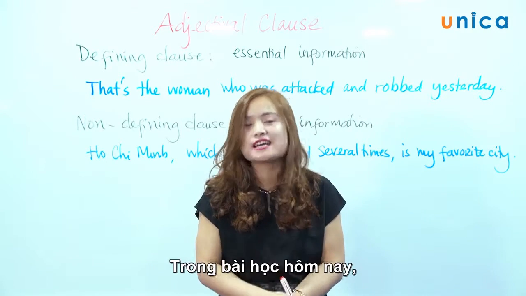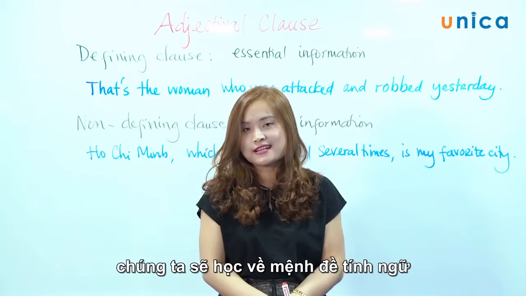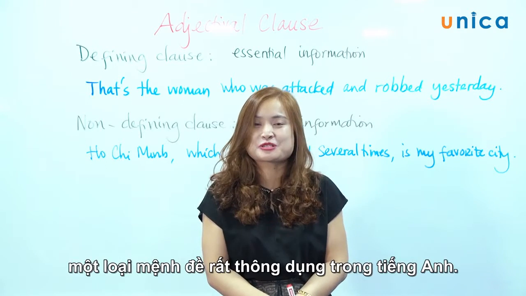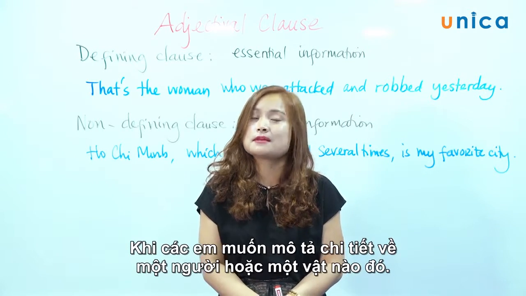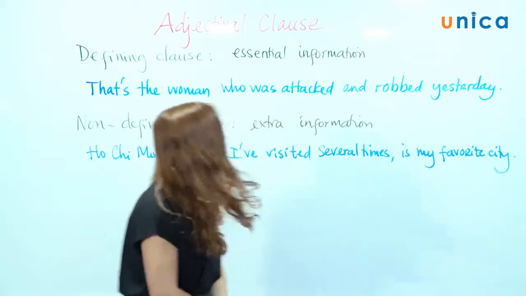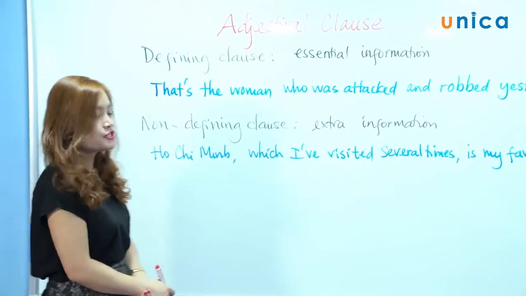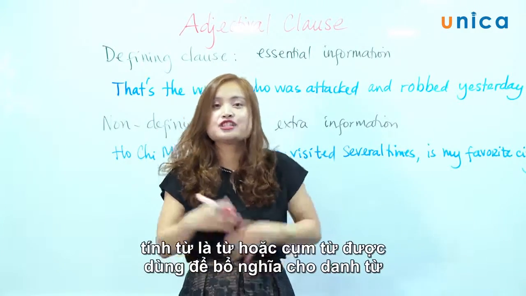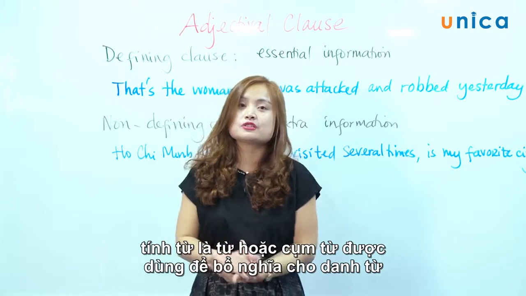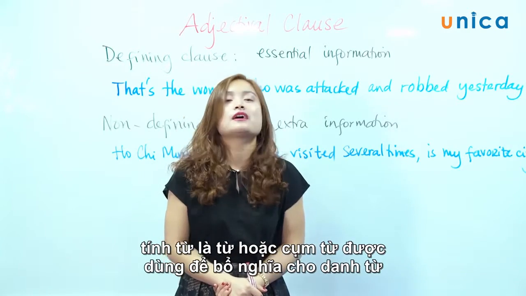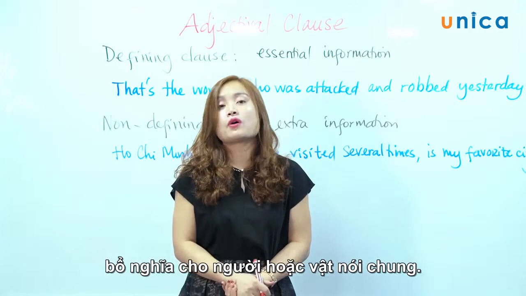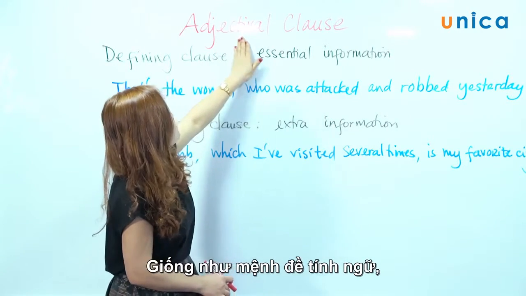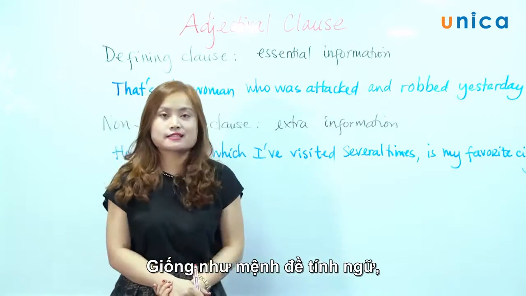And in today's lesson, we're going to start with adjectival clause. Okay? Very commonly used type of clause in English if you want to describe something or somebody in detail. As you probably know, we already studied adjectives. Adjectives are words or phrases that are used to describe or modify nouns, modify people or things in general. Okay? And the same is with adjectival clause.